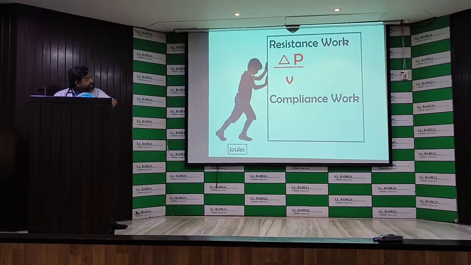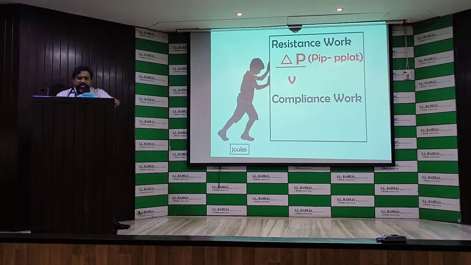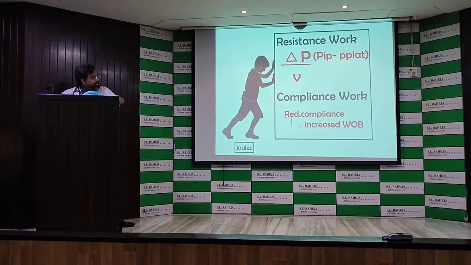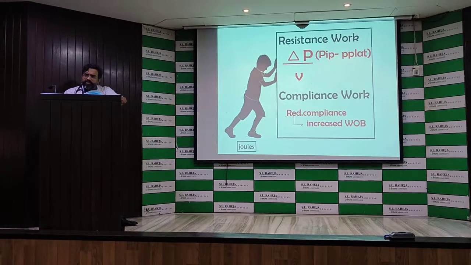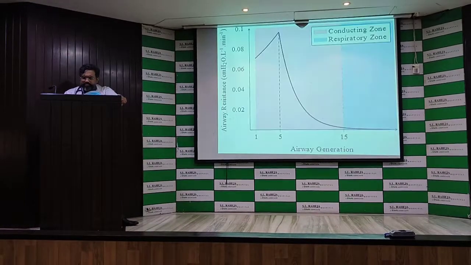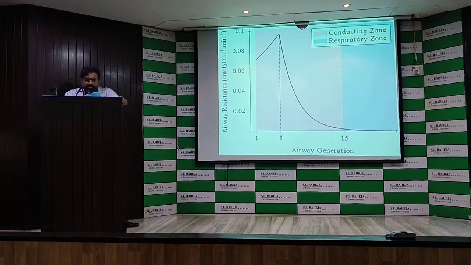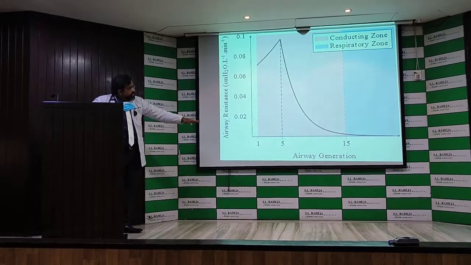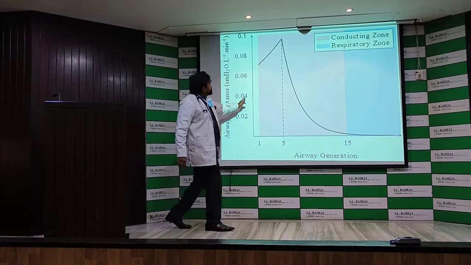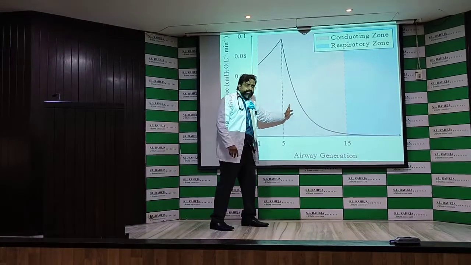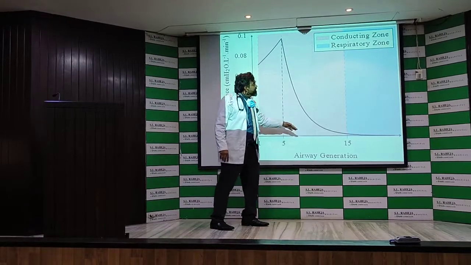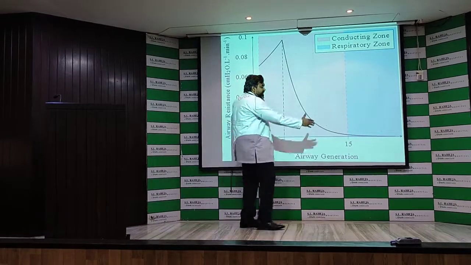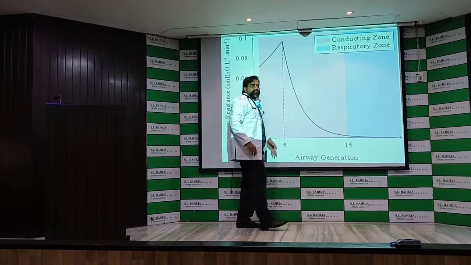This explains the resistance work that is peak pressure minus plateau pressure. Reduced compliance means increased work of breathing. Clear? Reduced compliance means increased work of breathing. Okay, so this is giving you airway resistance. In the earlier airways, the resistance is very high. The first, second generation airways are the conducting zone, from where it reaches the alveoli. So this is the airway resistance, and this is the elastic resistance.